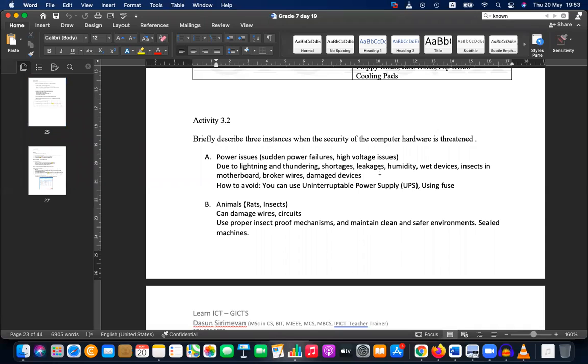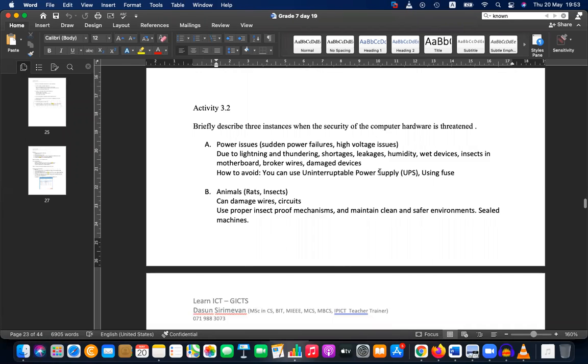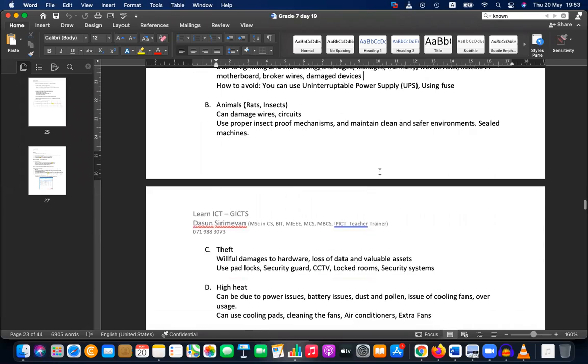And not only that, we can always check the wiring before turning on the computer. That is also another precaution or action that you can take to prevent power issues.